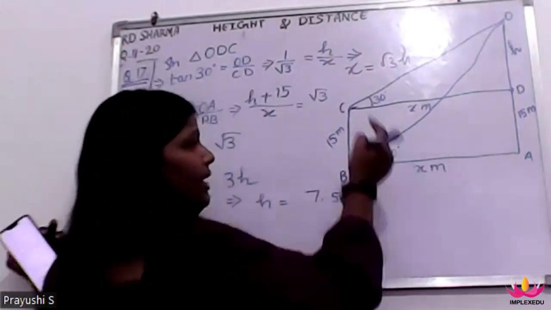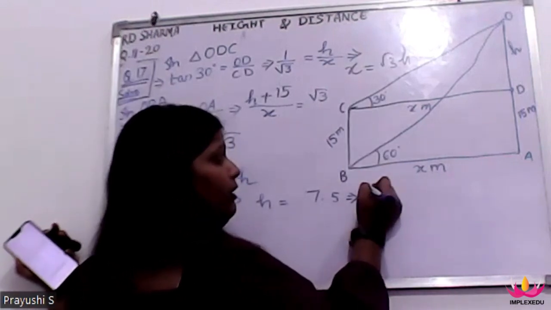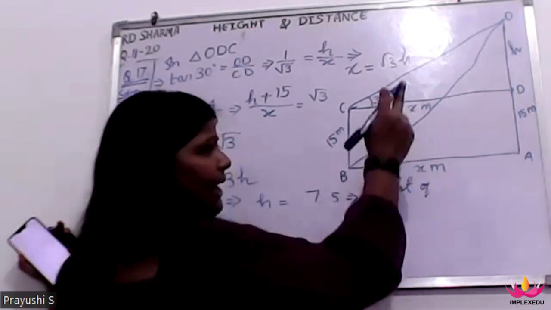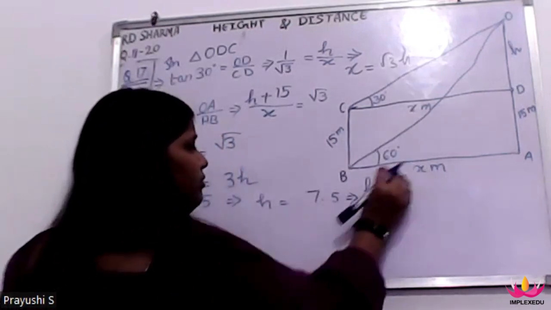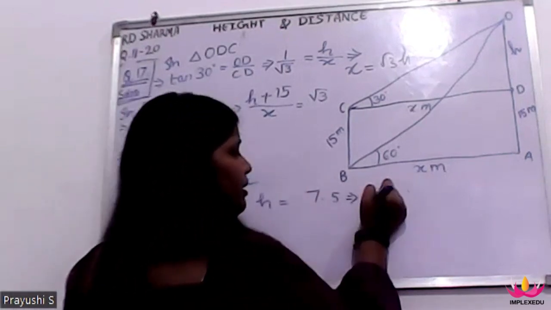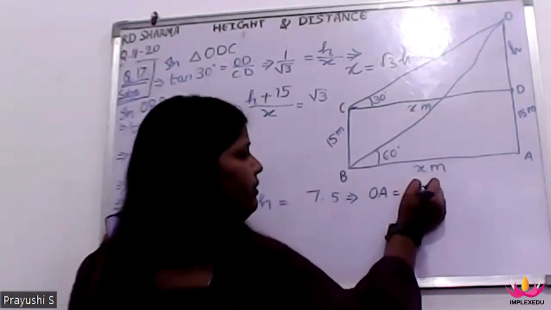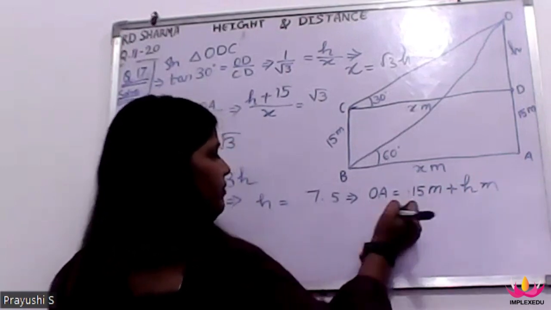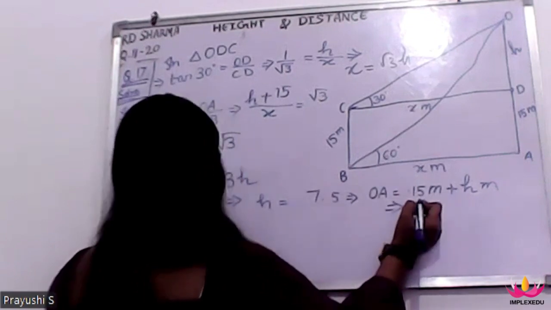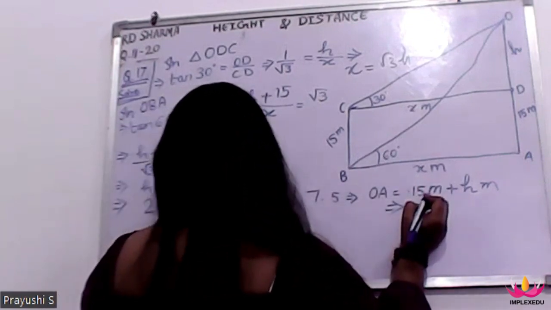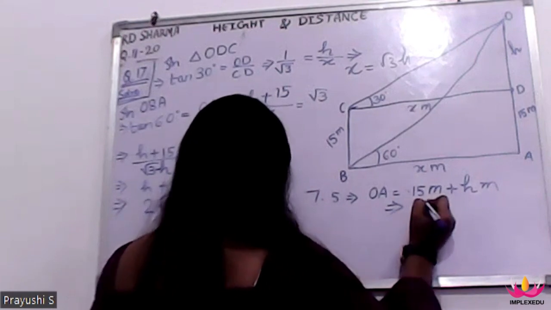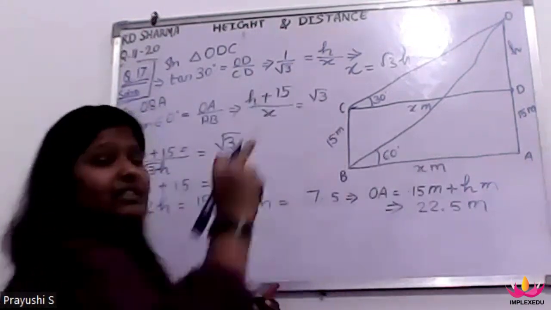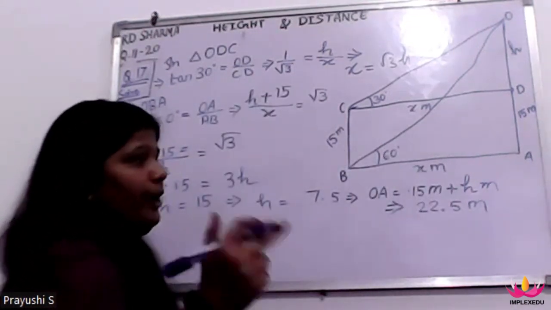So from here, the height of the tower, that is OA. Correct? The height of the tower is OA. So we can say OA is equal to 15 meter plus h meter. So here we will get 15 plus 7.5, that will be 22.5 meter. So OA, that is the height of the tower, is 22.5 meter.